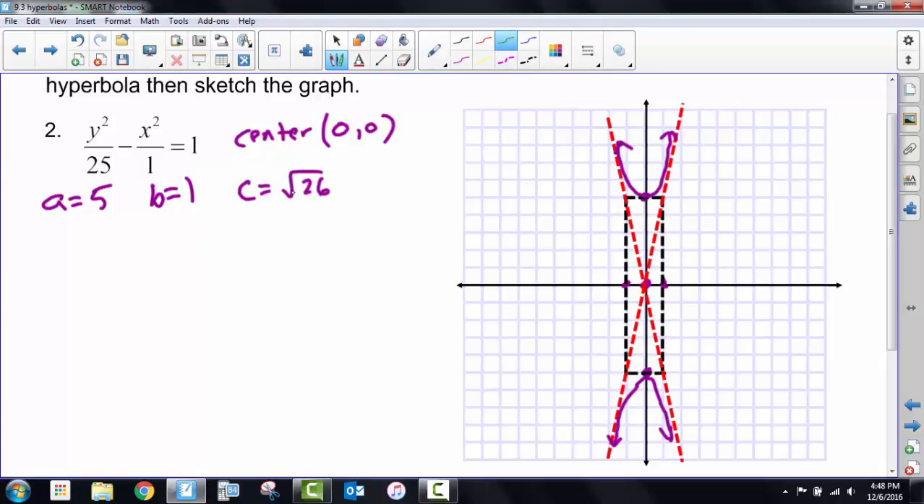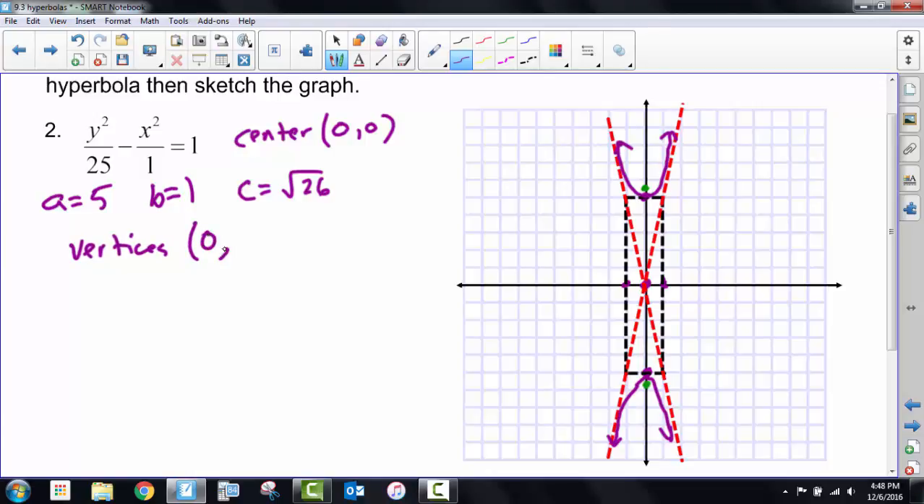All right, we still haven't mentioned the foci, but we found the c value was square root of 26. If you think about square root of 26, it's just a smidge more than 5. We're not going to worry too much about precision here. It's going to be real tough to tell the difference between square root of 26 and 5.5 or something like that. So we're just going to approximate it. We will label it down below though.